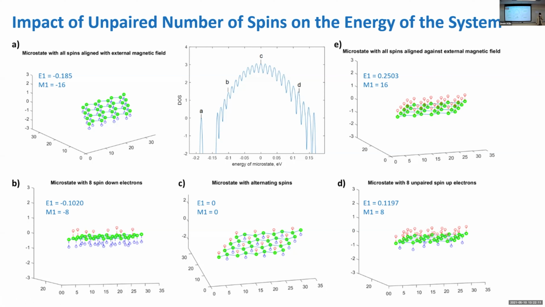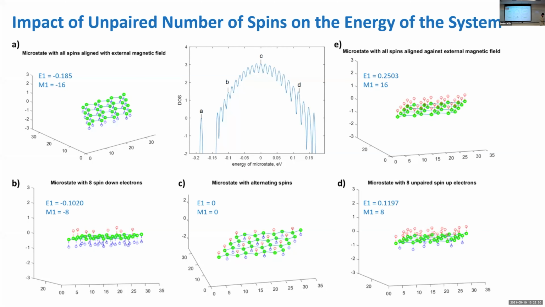Okay, and what if you just flip the direction of the magnetic field? If you use minus B equals minus 0.1 instead? Yeah, that would also affect it, because then it wouldn't be all aligned with the field anymore. Okay, good.